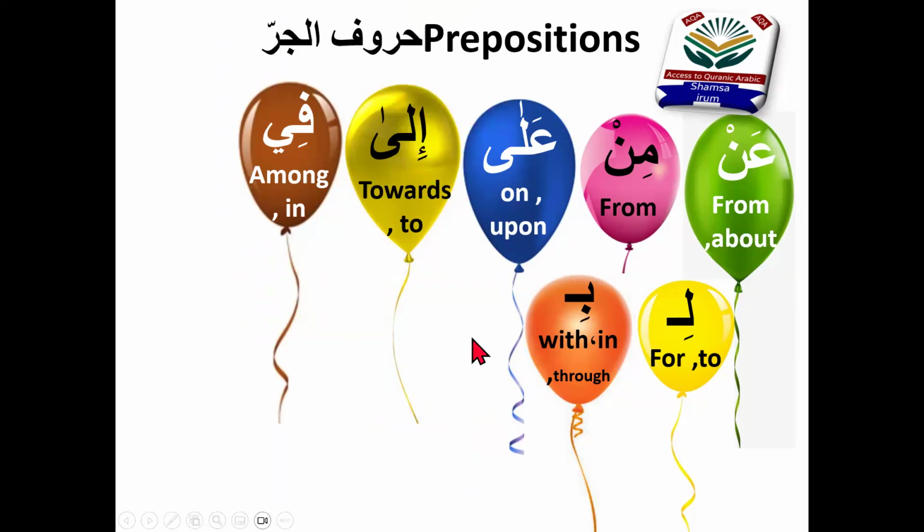These harf jar, which are already gone like balloons in the sky because they don't come with the pronouns. So how many are left now? There are 7 left now. Only seven prepositions come with pronouns, which are these.